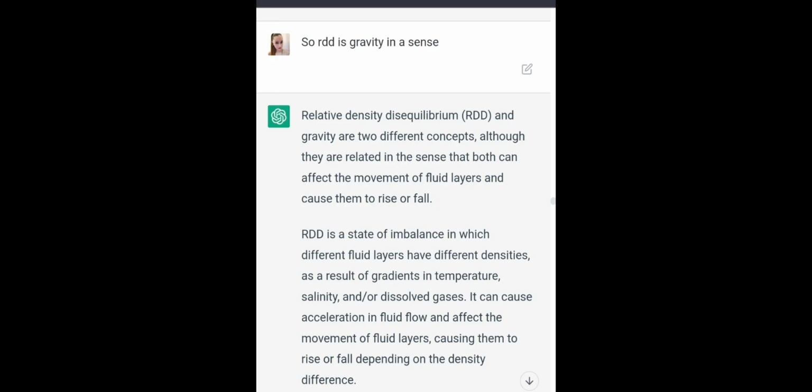So RDD is gravity in a sense. Relative density disequilibrium (RDD) and gravity are two different concepts, although they are related in the sense that both can affect the movement of fluid layers and cause them to rise or fall. RDD is a state of imbalance in which different fluid layers have different densities as a result of gradients in temperature, salinity, and/or dissolved gases.